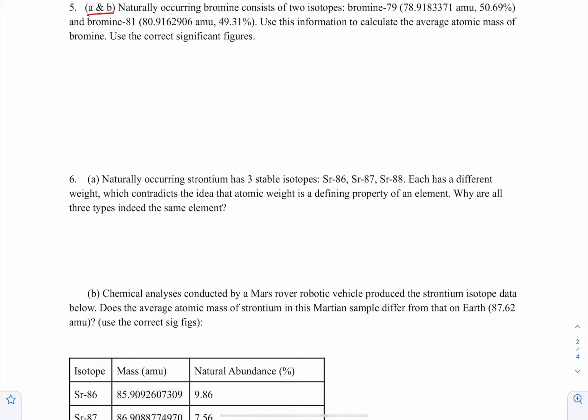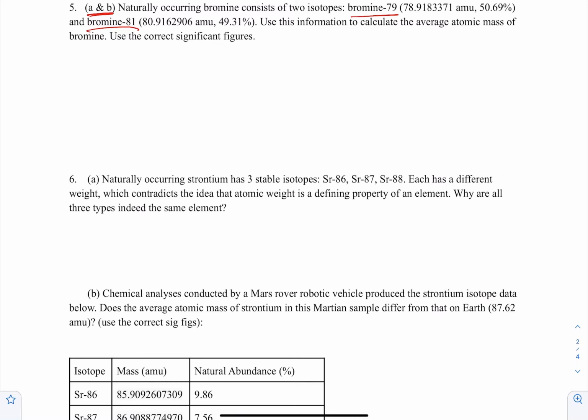So this is going to cover parts A and B that you have in the problem set. Just for time's sake, I combined them into one problem because it's practically the same thing, okay? Naturally occurring bromine consists of two isotopes, bromine 79 and bromine 81. Use this information to calculate the average atomic mass of bromine.